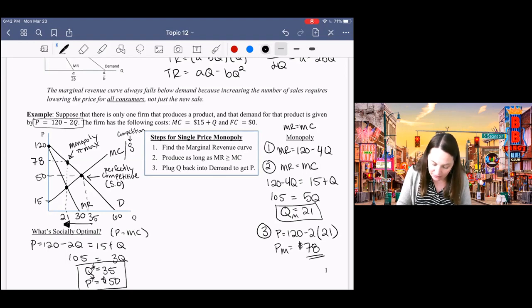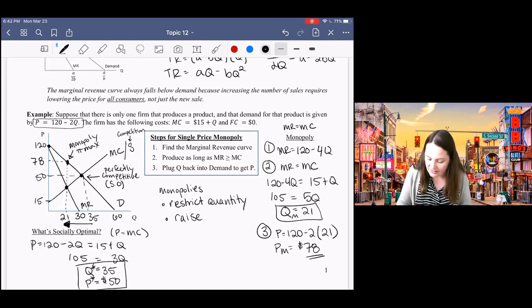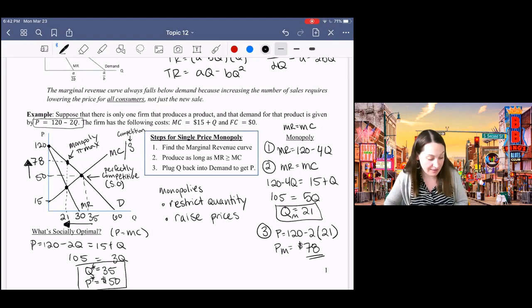So the monopoly will restrict the quantity or reduce the quantity that they supply in order to raise prices, right? Instead of $50 per unit, the monopoly is going to be charging $78 per unit, and that's going to help them increase their profit. And we'll talk about calculating profit in this context in a different problem.